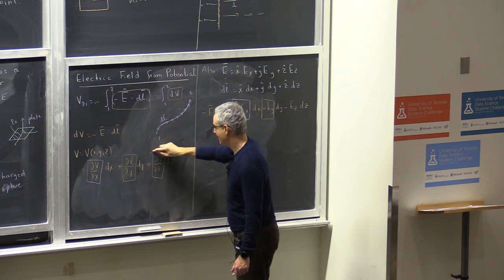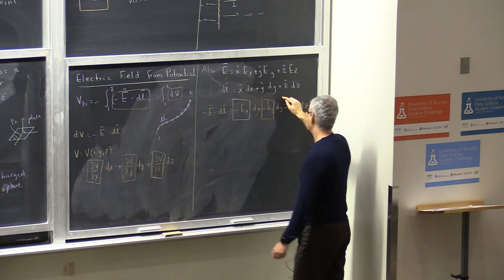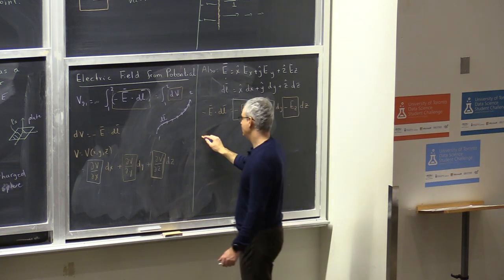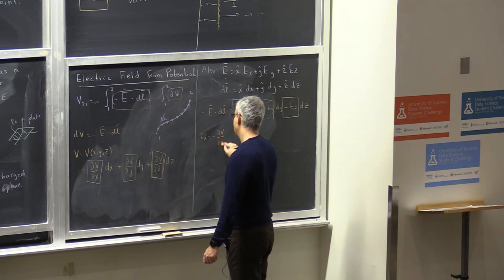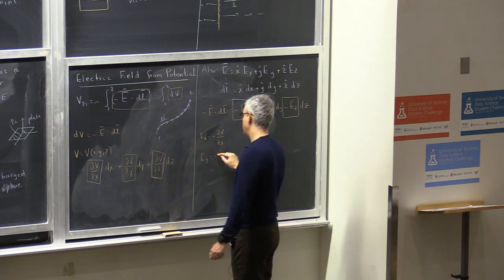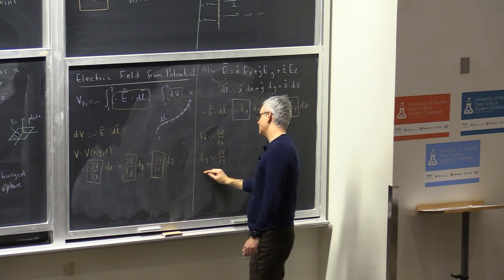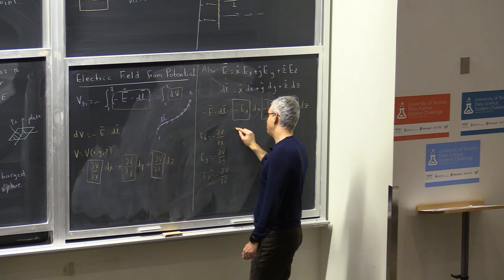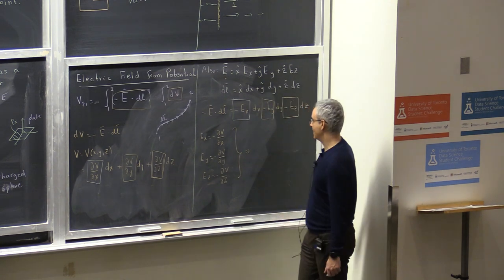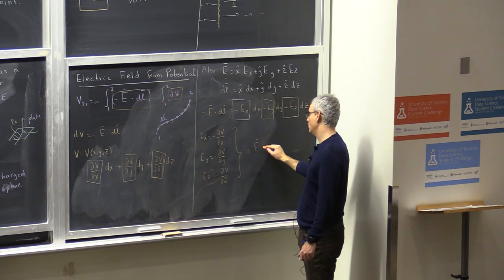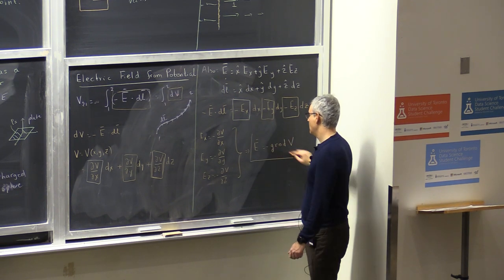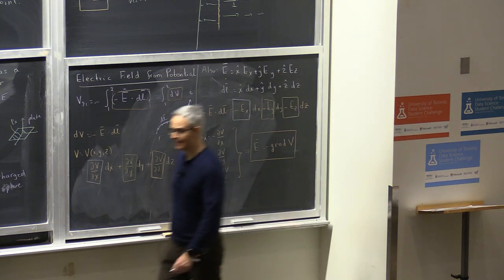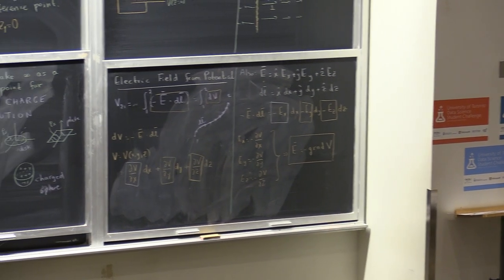∂V/∂z has to be equal to minus Ez. So then I have that Ex is minus ∂V/∂x, Ey is minus ∂V/∂y, Ez is minus ∂V/∂z. And this can be written in one shot in a compact expression as electric field equals minus gradient of the potential. You see, this is a big deal because gradient is an operator that maps a scalar quantity to a vector.